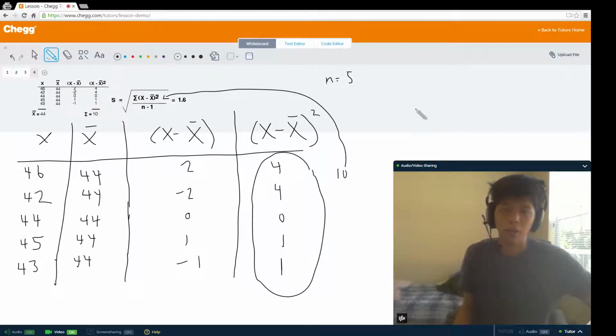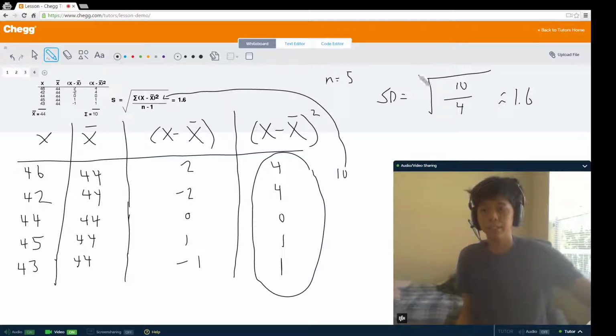So remember that n equals 5. To finish this off, remember that your standard deviation is equal to the root. Now we can plug in just 10 for this numerator divided by n minus 1, which is 4, because n equals 5. So 5 minus 1 is 4. So the square root of 10 over 4, so this is 2.5. The square root of 2.5 is around 1.6. So now we can say that the standard deviation of this data set of ages is around 1.6 years.